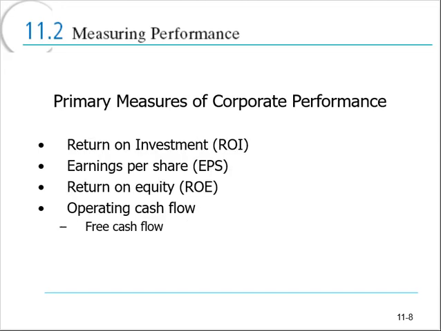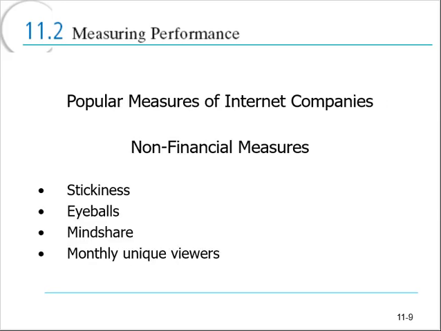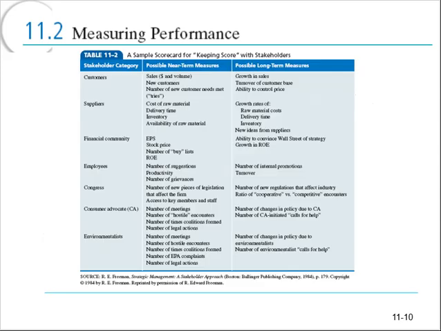Some of the more common measures when we're looking at a corporation overall are these corporate performance indexes, looking at, for example, your return on investment, earnings per share, return on equity. Many of these formulas you were given to do as part of your cases. And here's some popular measures for internet-based companies. So stickiness, how long does a person stay on a particular website? Eyeballs, how many people are actually viewing and seeing your advertisement or your website? Mind share, kind of what's the share of people who are looking at this type of information? How many of them are actually coming to your website for information? And monthly unique viewers. These are all common measures for internet-based companies.